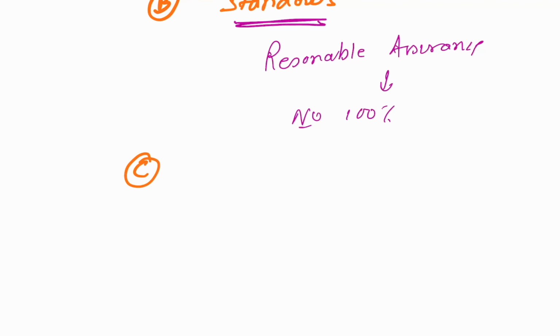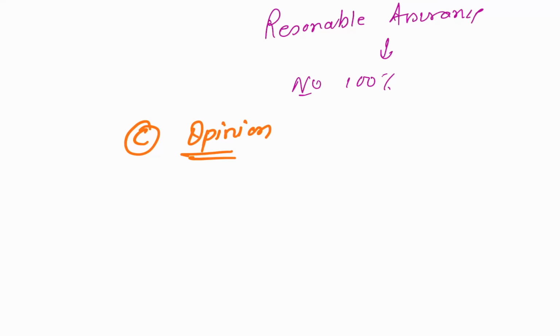Now, coming to point number C, that is the opinion. The auditor believes the financial statements are in line with the accounting rules, based on reasonable estimates, and prepared consistently across the period. When I say consistently across the period, I mean 2, 3, 4, 5 years down the line.